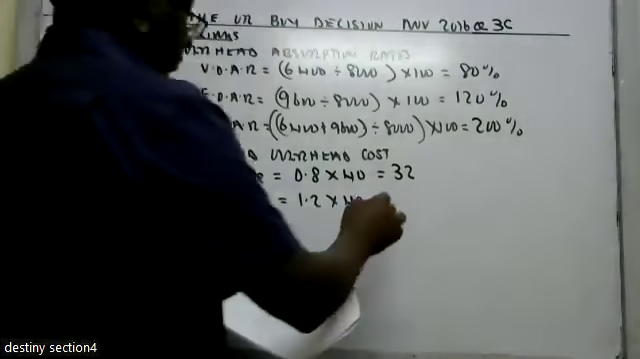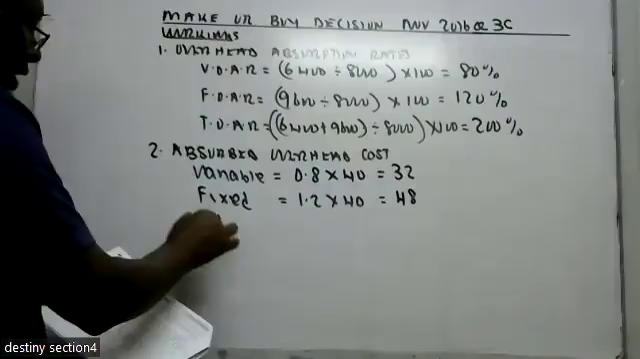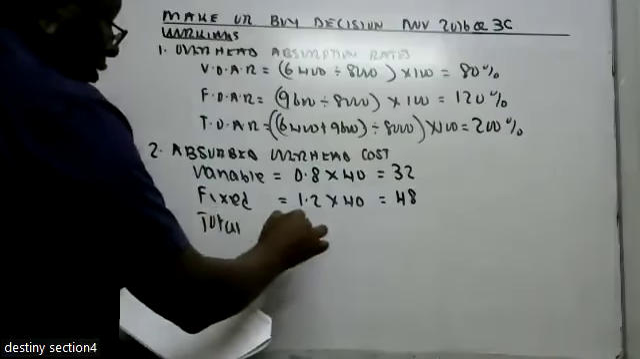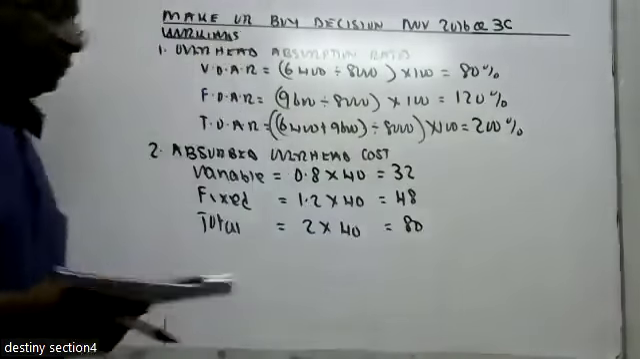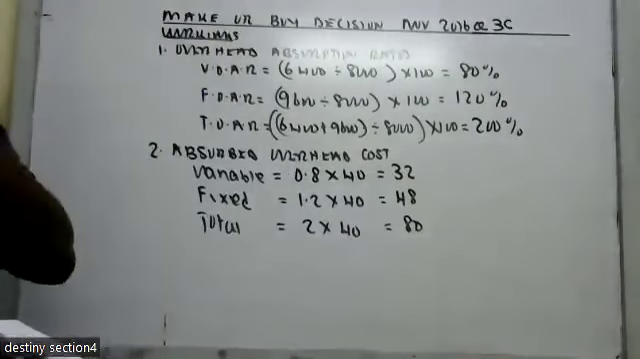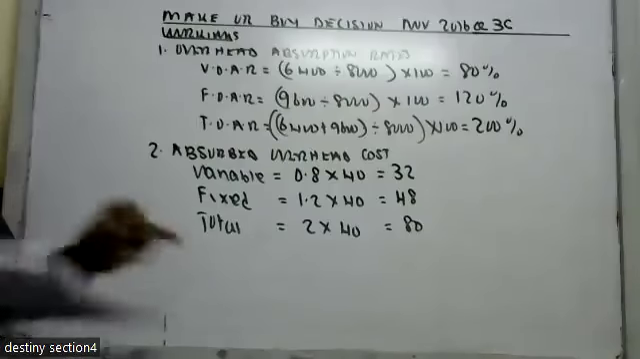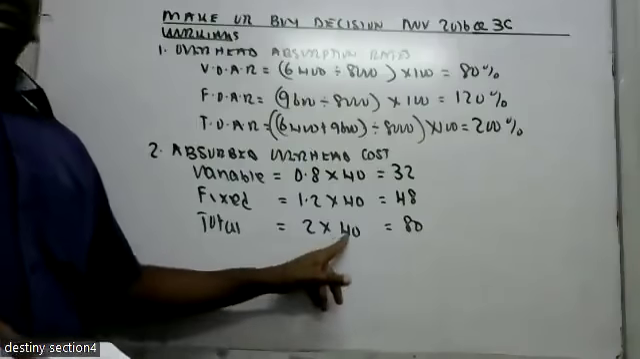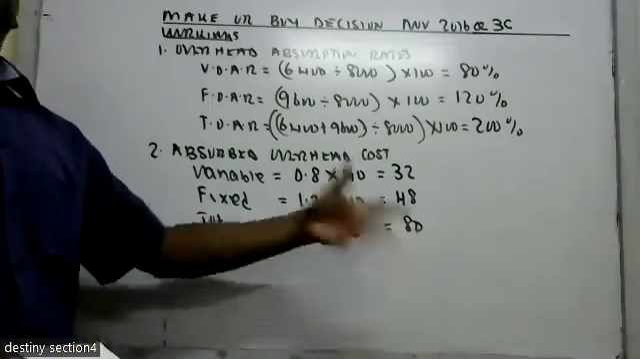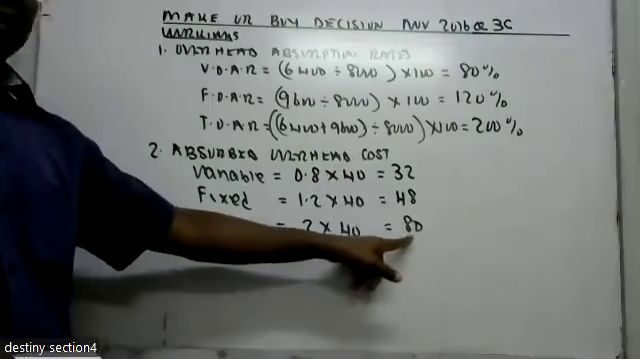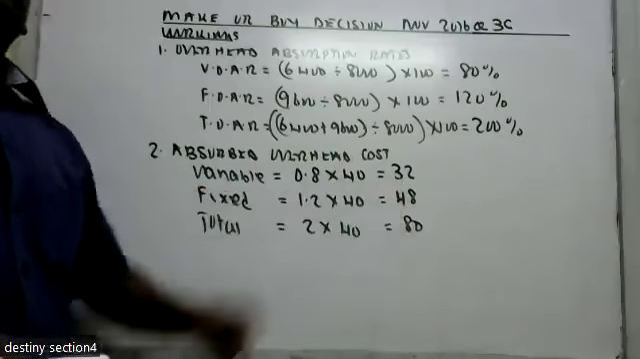48. If you want to get the total, it is 2 times 40. So for them to get your 80, they said 200% of the 40, and that is how they got this. This total you can break into two: here fixed, which is 48, and here variable, which is 32.